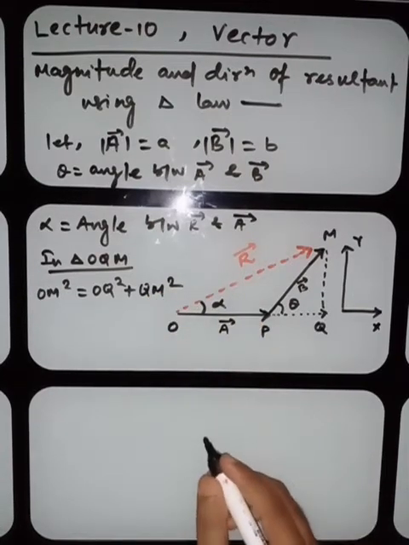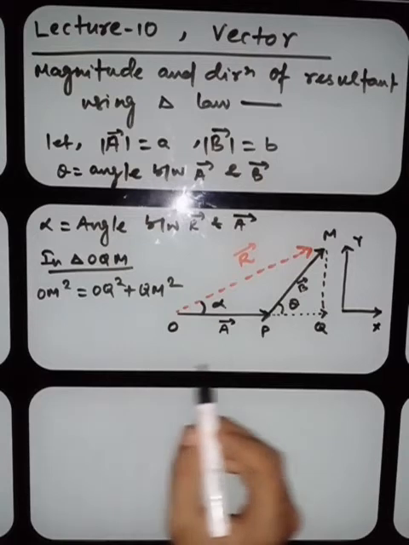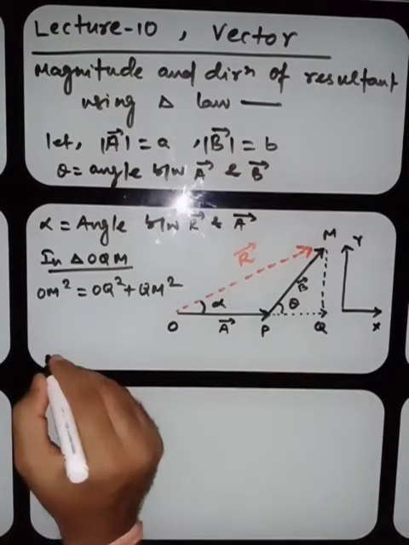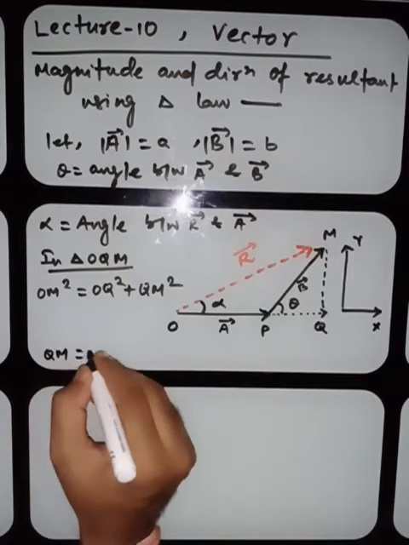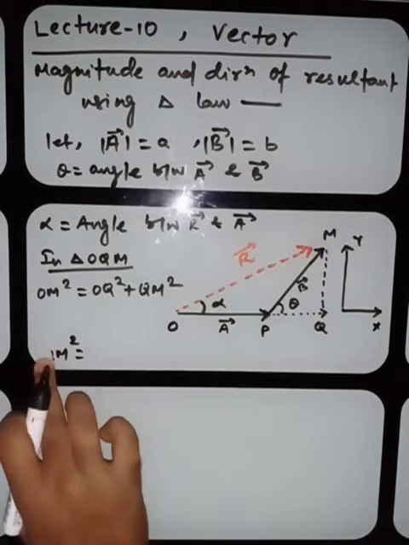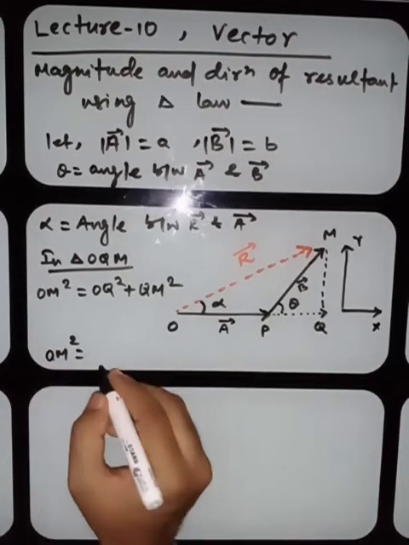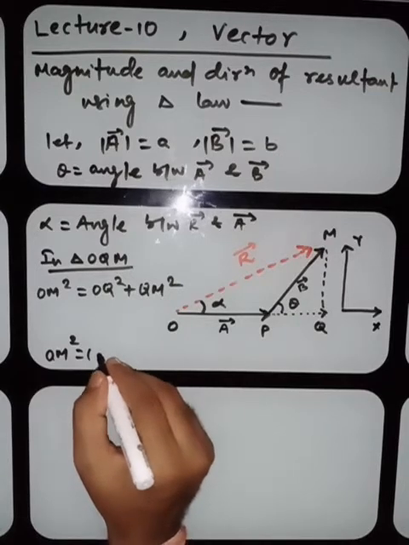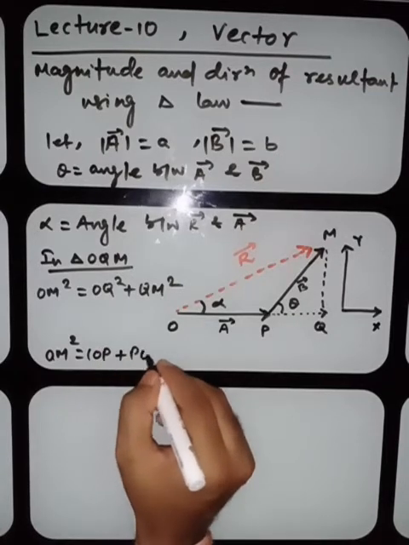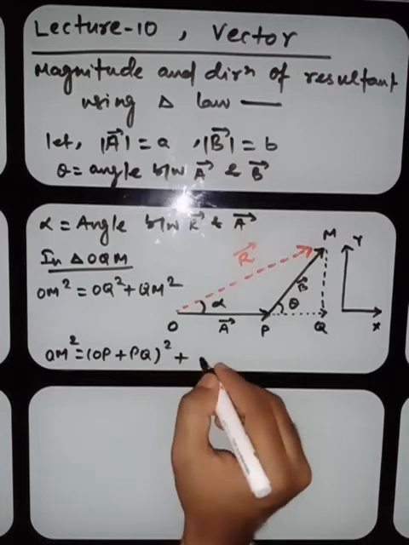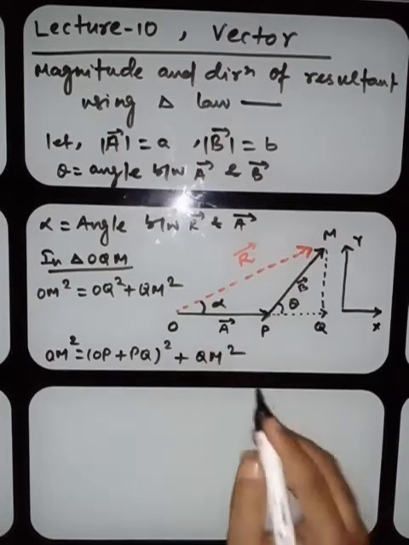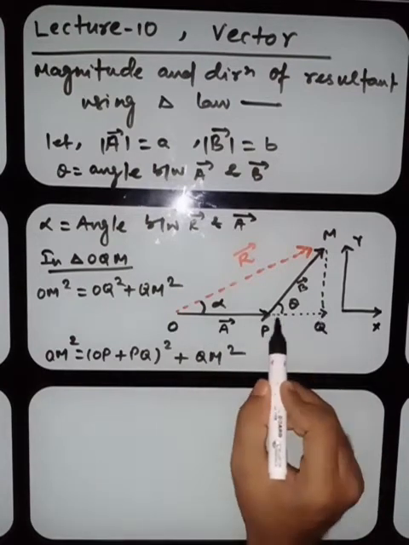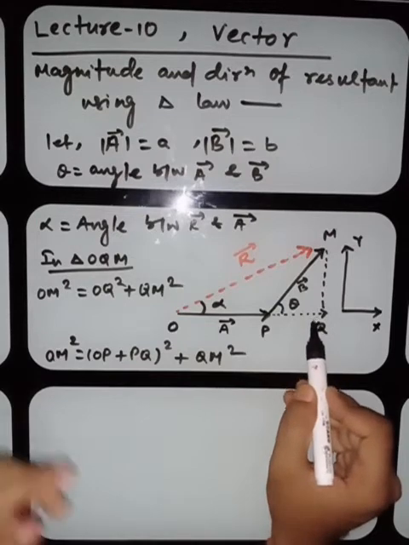Very good. Now, do you have the value of OQ? No, you don't have. Actually, what is OQ? OQ is OP plus PQ. Can we write OP plus PQ whole square plus QM square? Yes, we can write. Now, do you have the value of OP? Yes. Do you have the value of PQ? No. So, try to remember the component method.